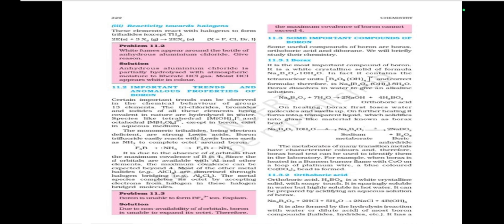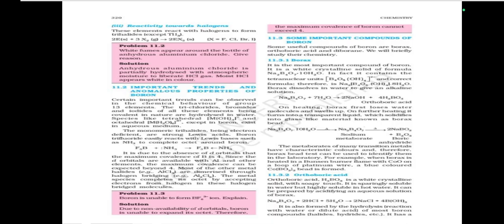On heating, borax first loses water molecules and swells up. On further heating, it turns into a transparent liquid which solidifies into a glass-like material known as borax bead. Na2B4O7·10H2O, in the presence of heat, gives Na2B4O7, which on heating gives 2NaBO2 + B2O3.